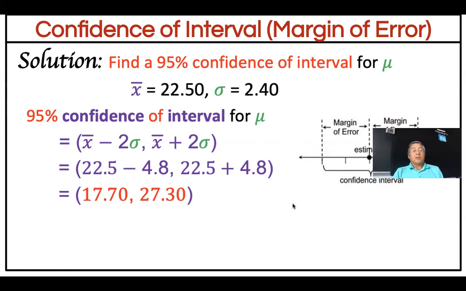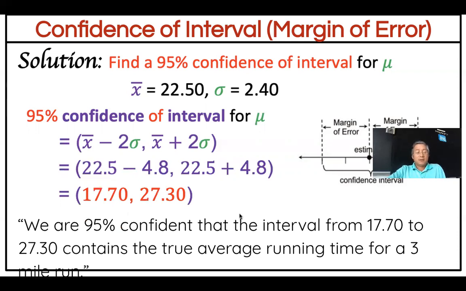So simply, when you get the confidence interval, the margin of error for 95% is 2 standard deviations. So you subtract the margin of error from the mean, and you add the margin of error to the mean. That's the interval. Simply, you get it?